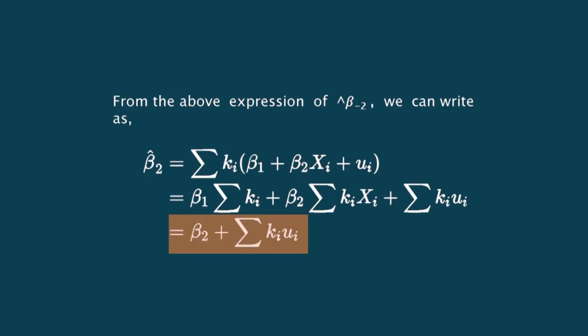Why 0? Because ki has to be non-stochastic. So this is one of the very relevant classical assumptions that none of the explanatory variables, nor the weight we are assigning, should be correlated with the error term. Otherwise, it will pose a problem of endogeneity, and that should always be avoided in this OLS process. So after this, we get beta 2 hat equals beta 1, because we have shown summation ki is 1. So this ends up with only beta 1 plus summation of ki ui.